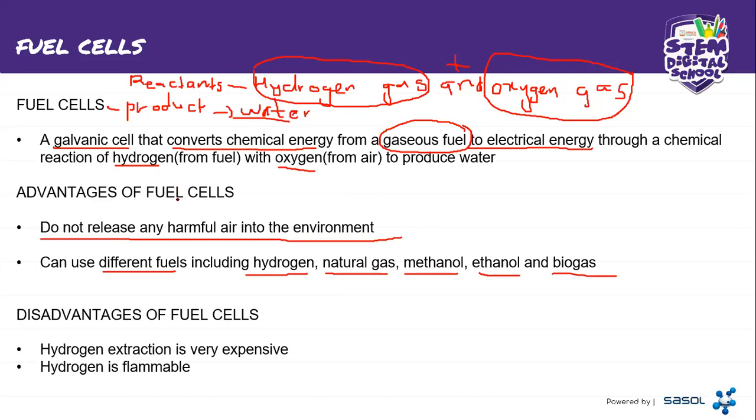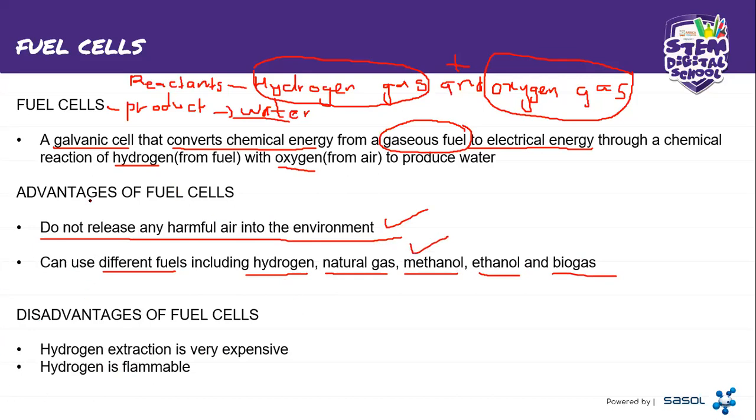It can be hydrogen from a gaseous fuel. It can be any biogas. It can be any natural gas altogether. But the biggest one is that it does not release any harmful air into the environment.